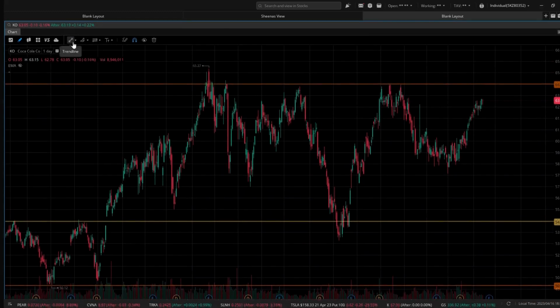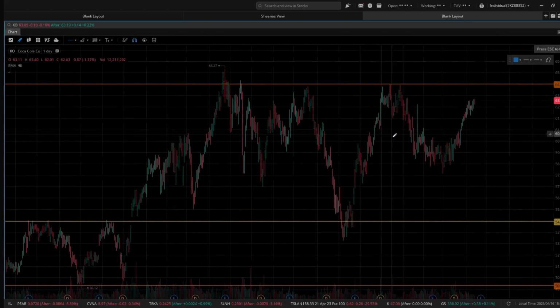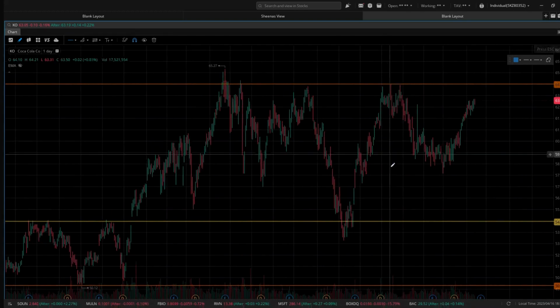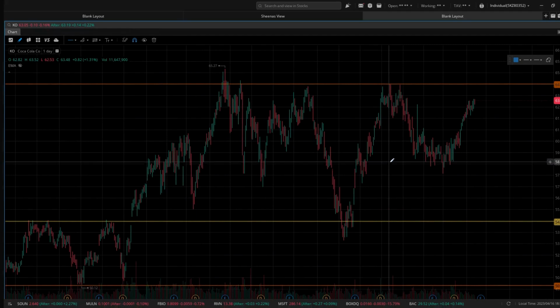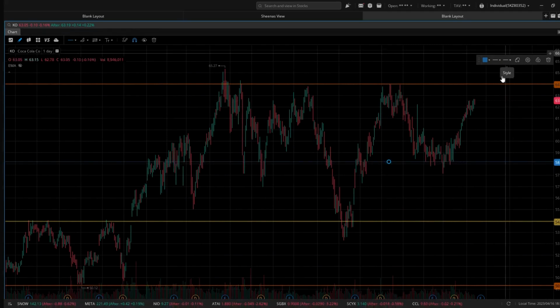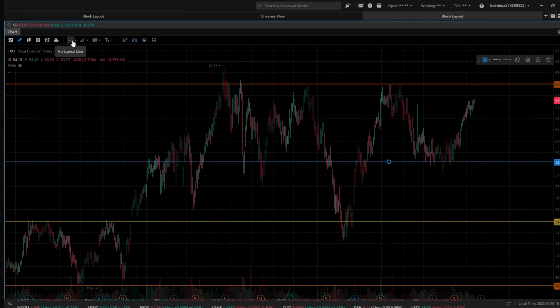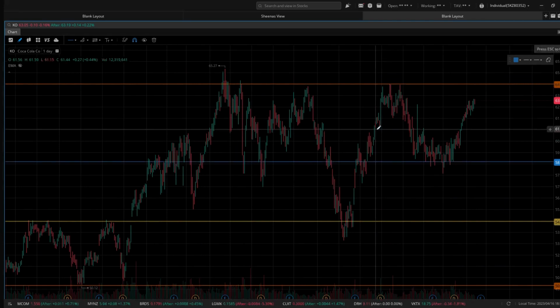So let's go back to our horizontal line. And I clearly see a level down in here. It's not exact, but it's definitely a level down in here. Make it a little bit bigger. I also see a level here.